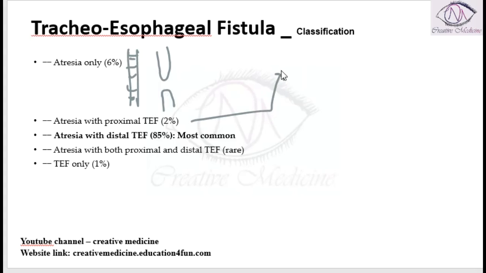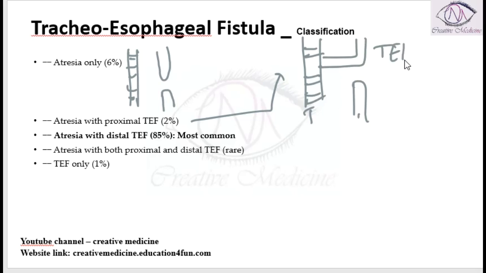Whereas atresia with proximal tracheoesophageal fistula, here there is a proximal tracheoesophageal fistula present. So actually this is the trachea, right? So here there is a proximal tracheoesophageal fistula present with distal atresia. So there is distal esophageal atresia present and proximal tracheoesophageal fistula present.